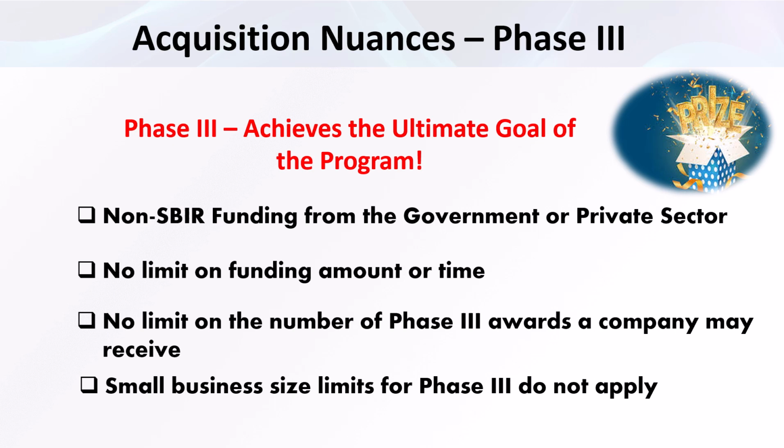If a vendor receives a Phase 3 award, congratulations are in order because they have commercialized the technology. This is the ultimate goal of the program. The contractor has been able to win an award with a program that needs its technology or obtain an award in industry to use the technology in a commercial application. The great thing is, since the technology is commercialized, there are no funding limits, no limits to the number of awards allowed, and there are no small business size limits.